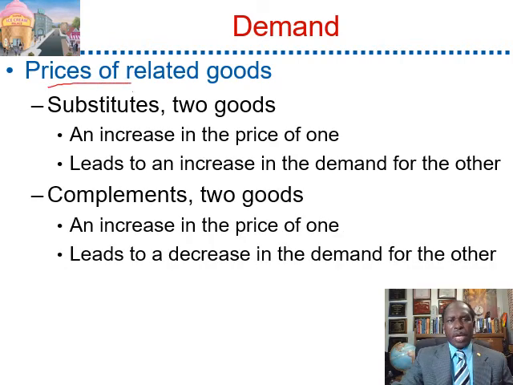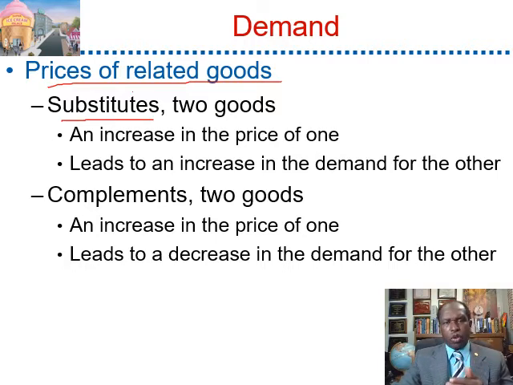With respect to the price of related goods, there are two types of related goods. The first one is substitute goods. You use one good to replace another good. For instance, Sprite and Coke are substitute goods. Tea and coffee are substitute goods. If the price of Coke goes up, the demand for the substitute good Sprite will increase and shift to the right. If the price of coffee goes up, the demand for the substitute good tea will increase and shift to the right.